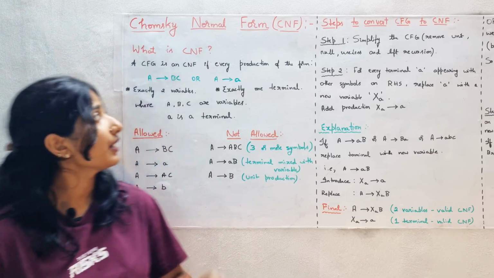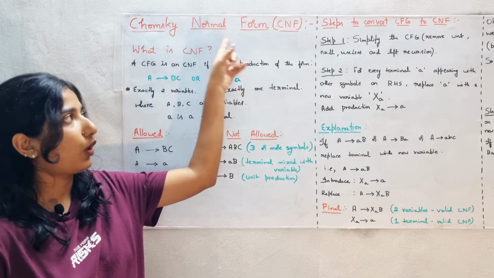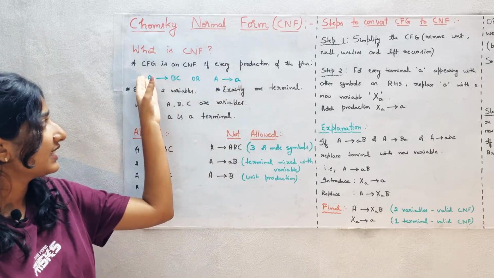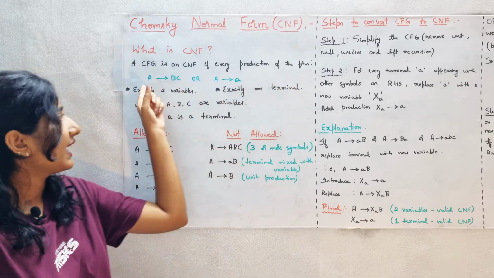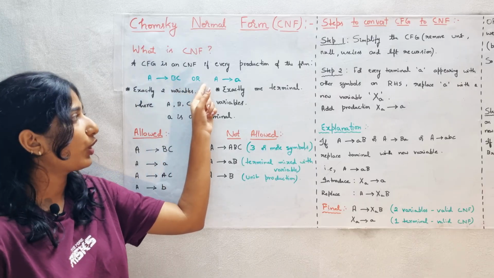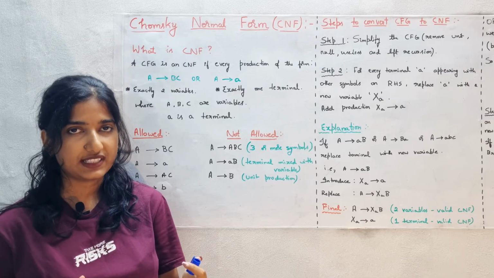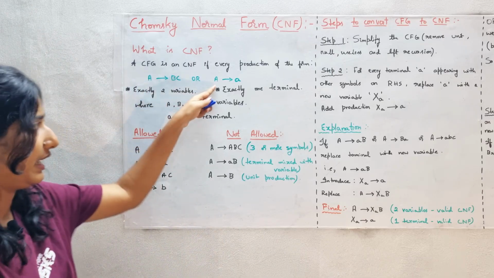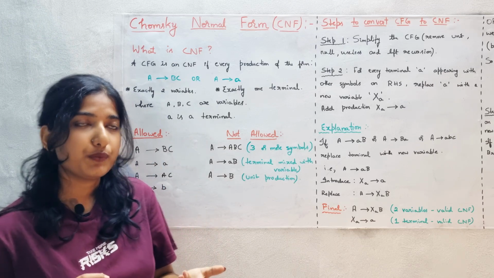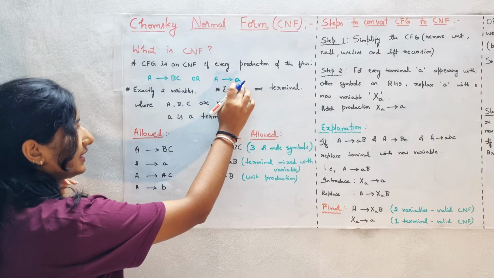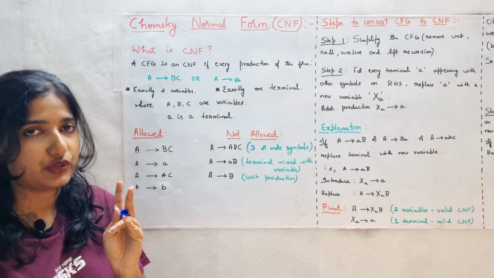So at first, what is CNF? CNF means Chomsky Normal Form. Okay. So a CFG is in CNF if every production is of the form A derives BC or A derives a. So in CFG, the restriction is only on the left hand side, which means there should be only one variable. That one will be there. So now what we are going to do, we are imposing restriction on the right hand side. That is, there should be only two kinds of production.